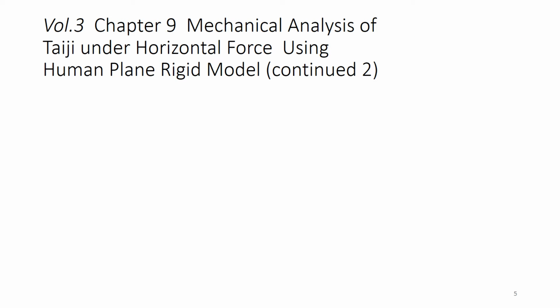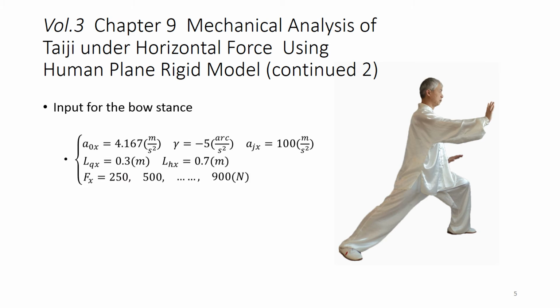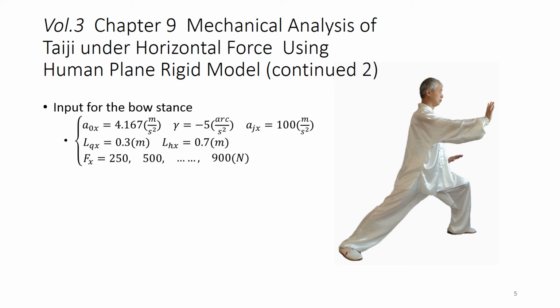Chapter 9. Mechanical Analysis of Taiji under Horizontal Force using Human Plane Rigid Model. Continued 2. Input for the bow stance. Body acceleration, body angular acceleration, contact hand acceleration, feet position, horizontal force input series.